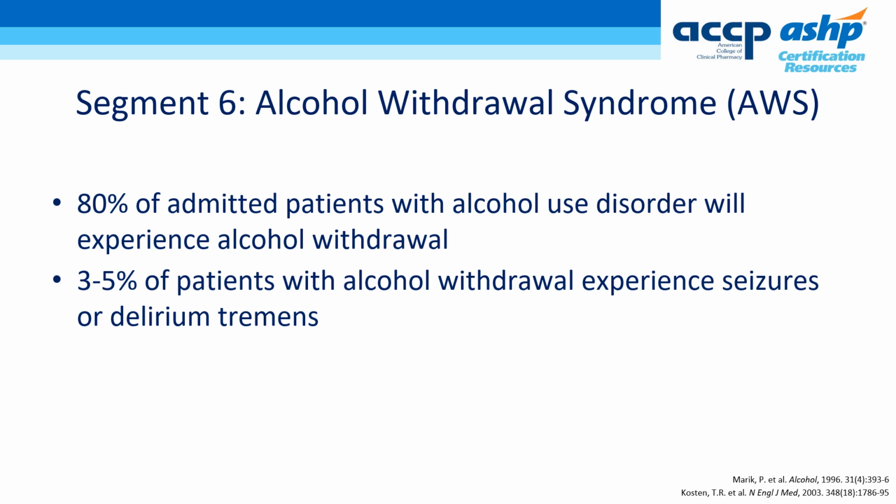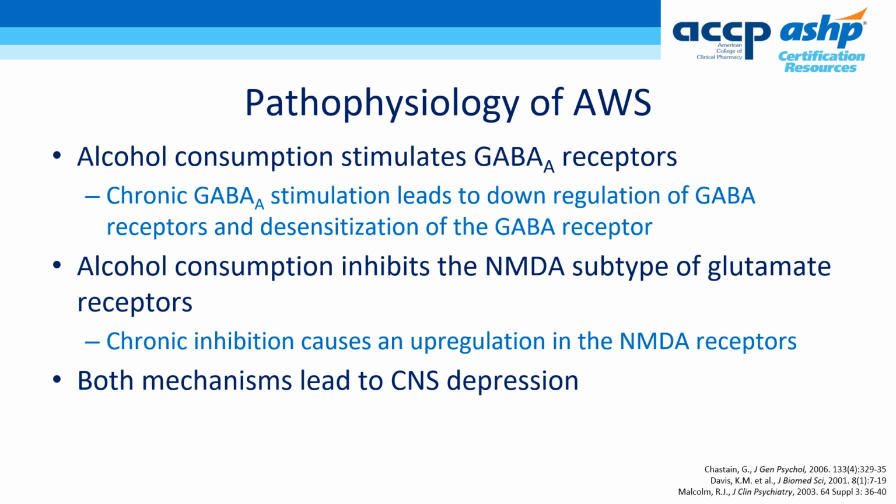Moving on to our last segment, segment 6, discussing alcohol withdrawal syndrome, which, as you can see from the statistic on the slide, is a common condition encountered in the emergency department, inpatient, and ambulatory settings. The ingestion of alcohol impacts many functions throughout the body. However, in relation to the development of alcohol withdrawal is the effect of its binding to the GABA-A receptor.